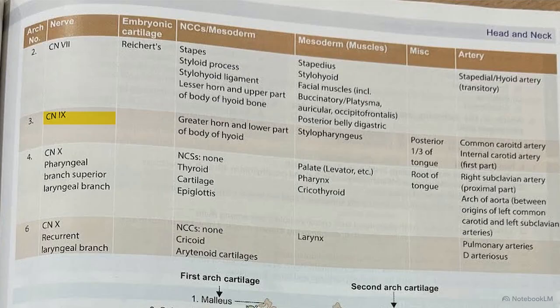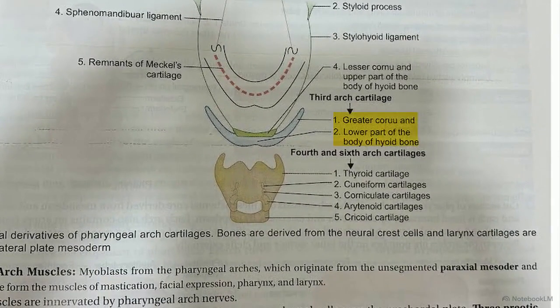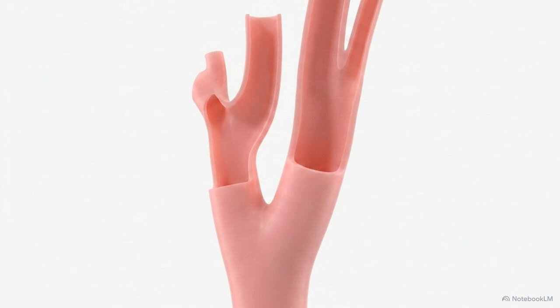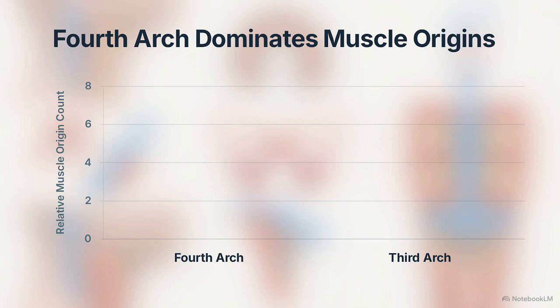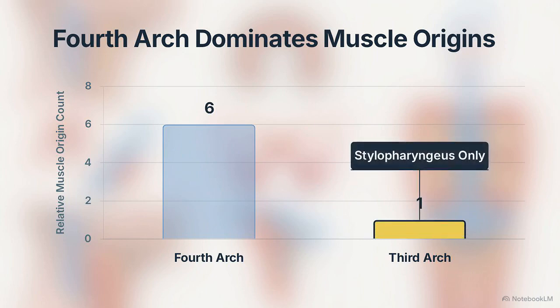This brings us to the third arch, innervated by the glossopharyngeal nerve, cranial nerve 9. Its skeletal contribution is strictly limited to the greater horn and the lower part of the body of the hyoid bone. The third arch also directly provides the stylopharyngeus muscle, the tissue for the posterior 1/3 and root of the tongue, and crucial vascular structures, the common and internal carotid arteries. This introduces a strict embryological rule and its singular exception. The vast majority of pharyngeal muscles are derived from the fourth arch. The stylopharyngeus is the only pharyngeal muscle that derives from the third arch.